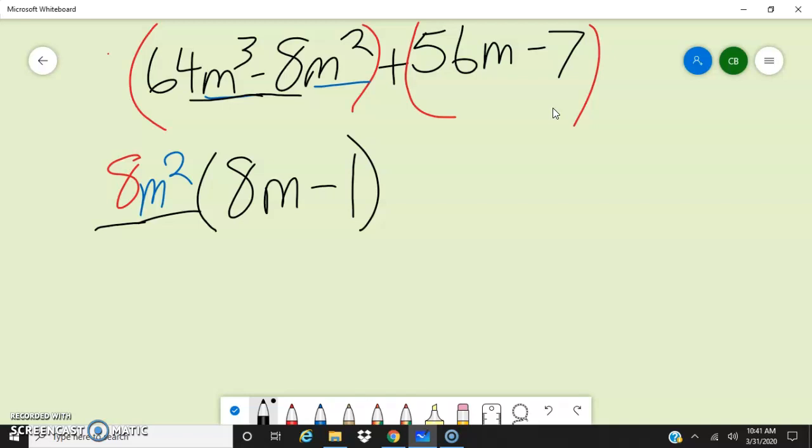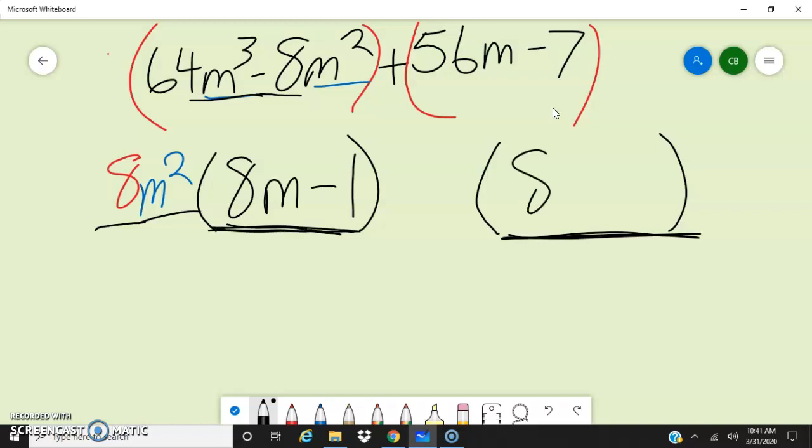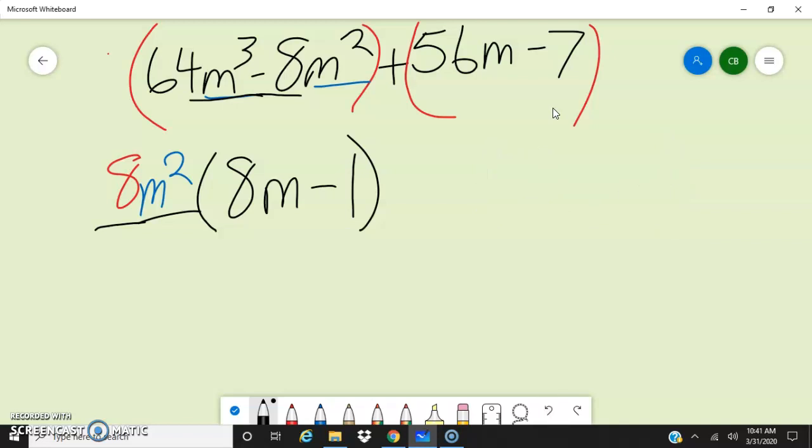Now, this is where it gets kind of tricky, but we know that we're going to have another set of parentheses out here, right? And we want this set of parentheses here to equal whatever we got here. Okay, so this over here needs to say 8m minus 1. Now we have to figure out a way to do that.